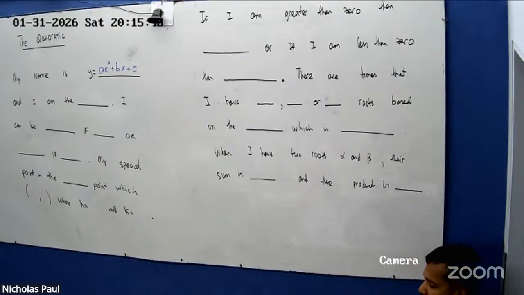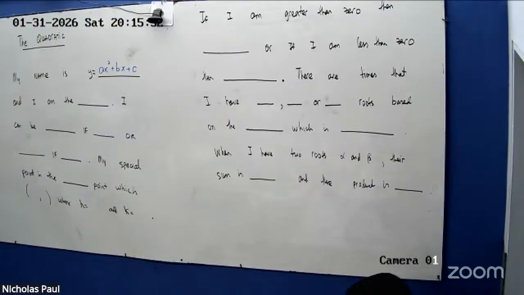Right, so today we're reviewing everything in the quadratic. We'll do some of the alpha, beta, and all the discriminants of it, right?